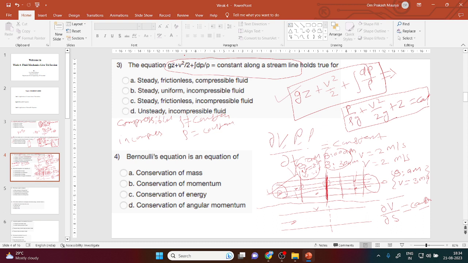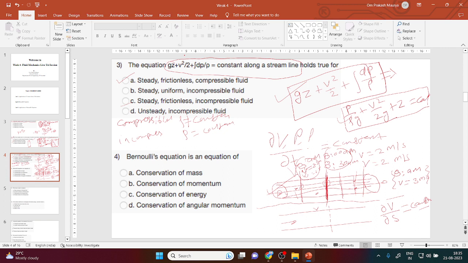So this equation is valid for steady, frictionless, compressible flow, not incompressible. This equation, P by rho g plus V square by 2g plus Z equal to constant, is valid for steady, frictionless, incompressible flow. Now, hope this question number 3 is clear to all of you. So the correct answer is option C.